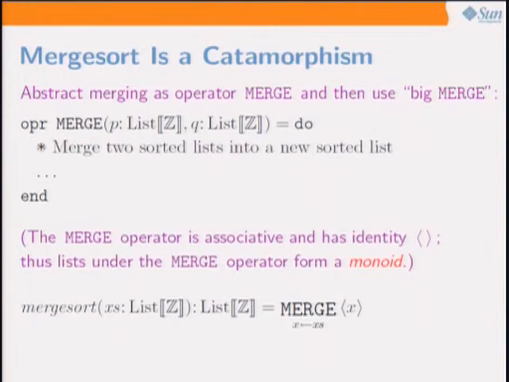So if we define an operator merge that takes 2 sorted lists and produces a new sorted list, notice that this operator is associative and has the empty list as its identity. Thus, sorted lists under this merge operator form a monoid. Therefore, we can implement merge sort as simply saying, for each x in x's, map x to the singleton list, do big merge. Boom, you're done. Quick sort is a little harder to find that way because it does structural recursion on the output rather than the input. Because merge sort is doing structural recursion on the input, we can use this style.